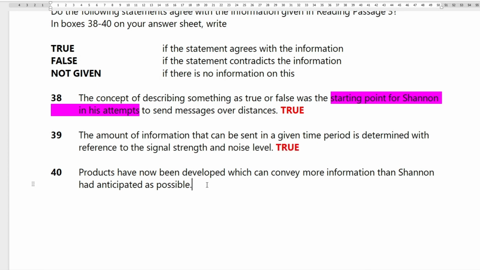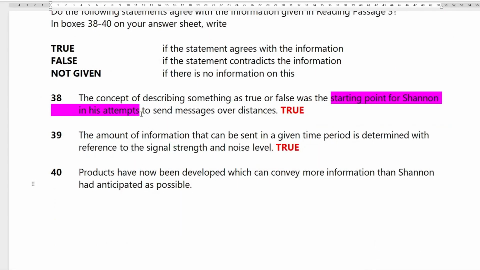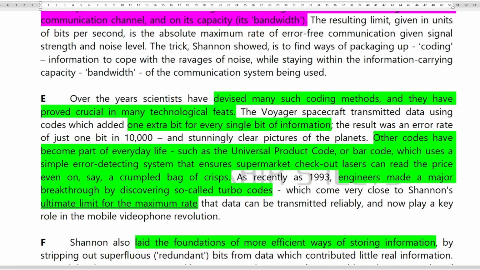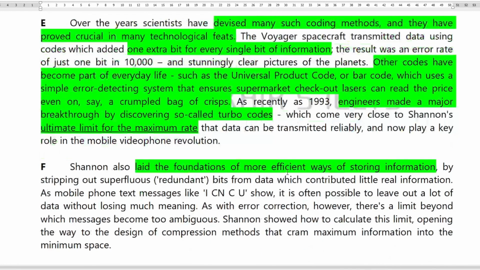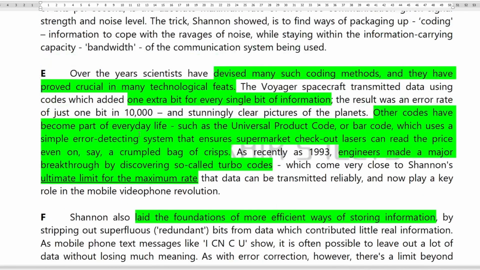All right. Products have now been developed which can convey more information than Shannon had anticipated as possible. Products have now been developed which convey more information than Shannon had anticipated as possible. So, devised, meaning over the years, scientists have devised many such coding methods.